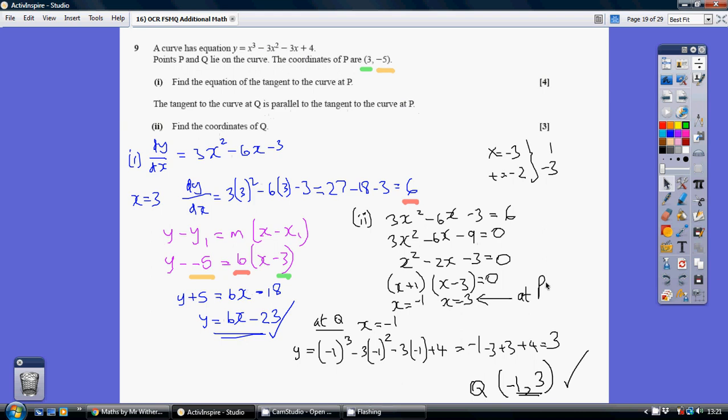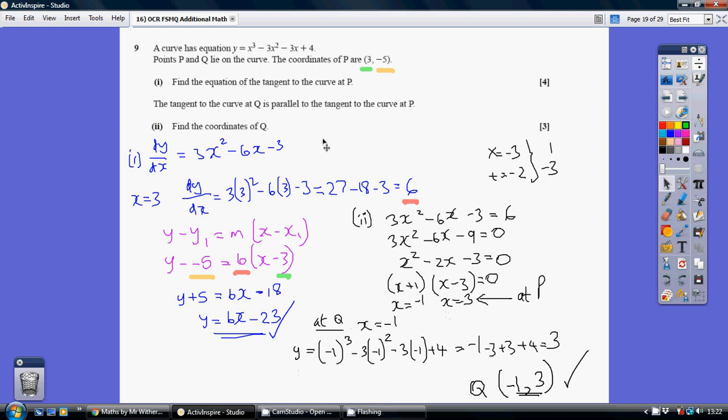First one is when x equals 3, which we knew already. We knew that from part 1. But secondly, this must be Q, when x is minus 1. So at Q, x is minus 1. We need the coordinate of Q, so we have to put minus 1 back into the curve itself to find the y value. So minus 1 cubed minus 3 lots of minus 1 squared minus 3 times minus 1 add 4 gives us a y value of 3. So the coordinates of Q are (-1, 3).